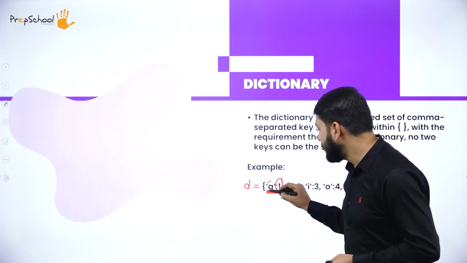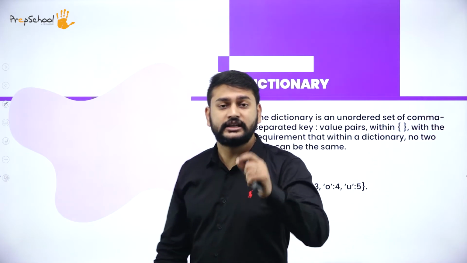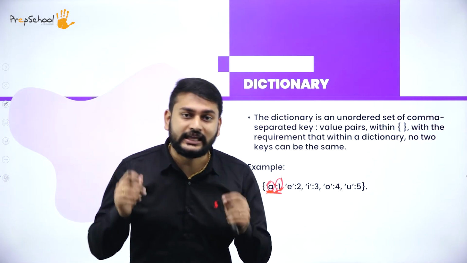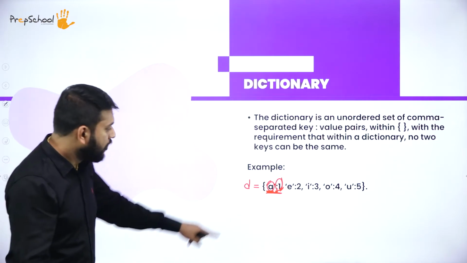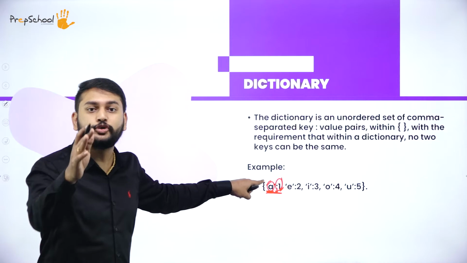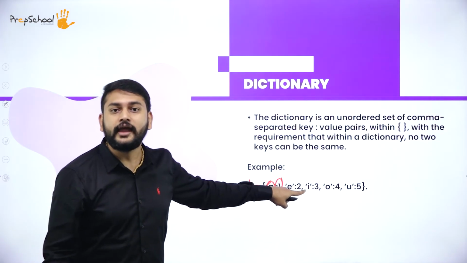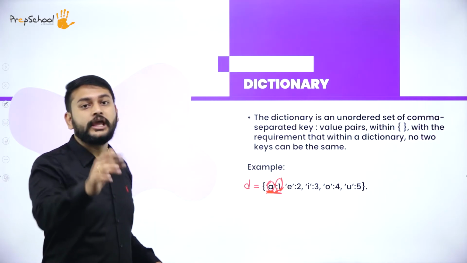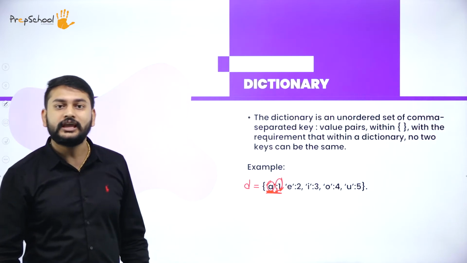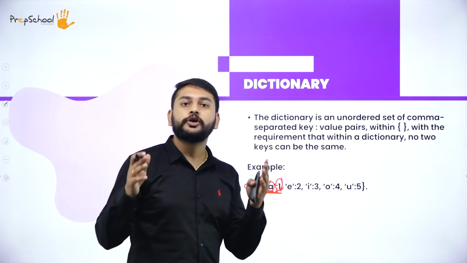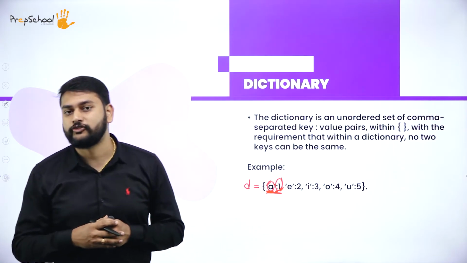Whenever you are writing this key, that key should always be unique. Using that key, you will be able to access this value. I will repeat for all of you. Whenever you are giving a key, that key should be unique. I have used A here. I cannot use A again because the key should be unique. Using this key, I will be accessing the value. That is what you have to remember at this point of time.